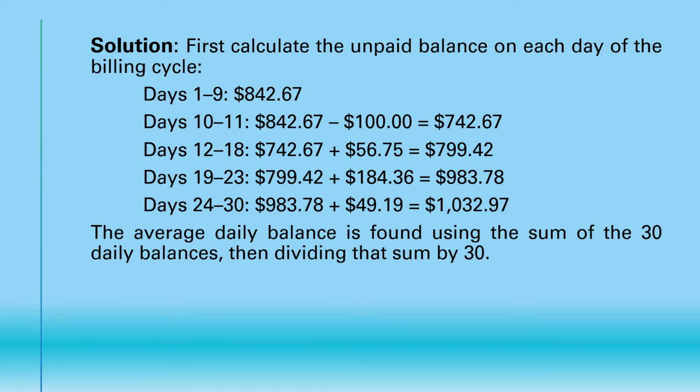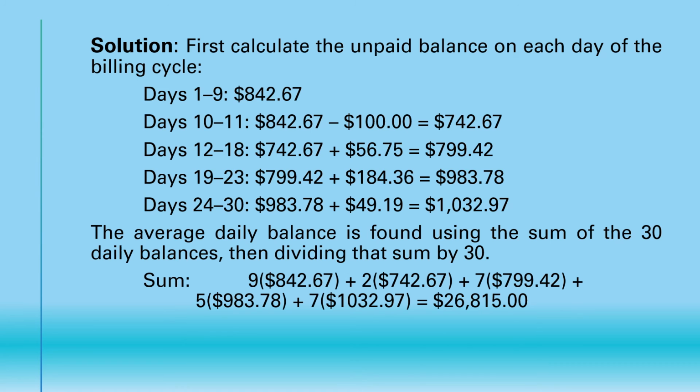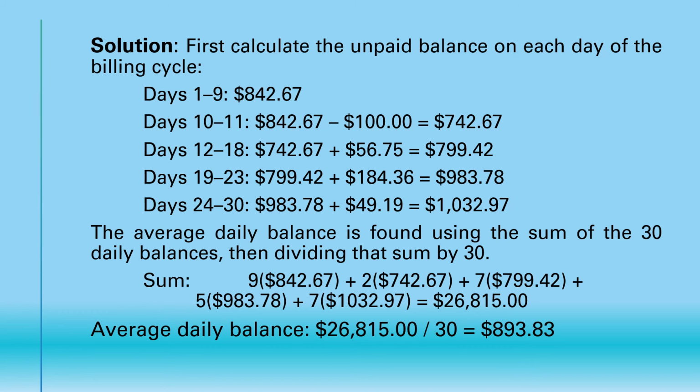If you want to find the average daily balance, we have to sum up all the daily balances and then divide by 30. The first 9 days are 842.67, the next 2 days 742.67, the next 7 days 799.42, and so on. When you add, you get 26,815. Dividing that by 30 gives us 893.83. So the average daily balance here is 893.83. On the 30th day, the balance was $1,032.97.